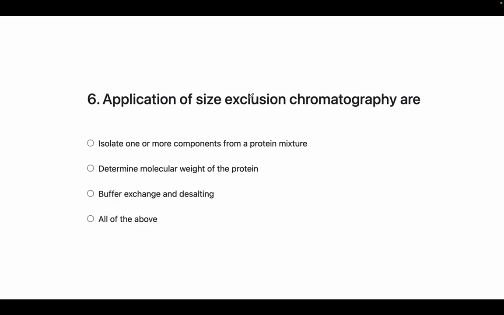Applications of SEC are: isolate one or more components from a protein mixture. Yes, obviously. Determine molecular weight of the protein. Yes, again, as we saw, if you have a standard curve, you can determine the molecular weight of any unknown protein. Buffer exchange and desalting. Yes, like we discussed in the beginning, if you have a column with a very small pore size, then you can use it for the process of desalting. So application of size exclusion chromatography is all of the above.